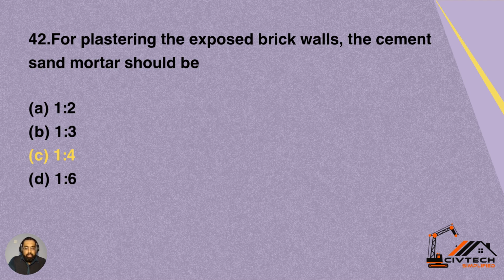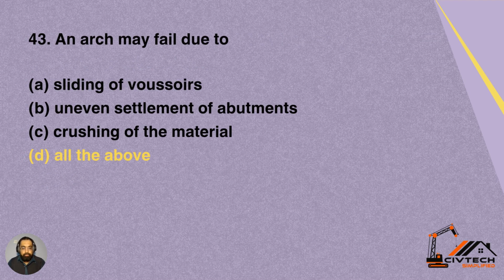Question 42. For plastering the exposed brick wall, the cement sand mortar should be used on the wall which is exposed to the environment, or the outer facing of any wall. So which type of cement sand ratio should be used? Number A 1:2, 1:3, 1:4, 1:6. So remember it's always 1:4. Even for internal you can even use 1:6, but for external it should be 1:4.